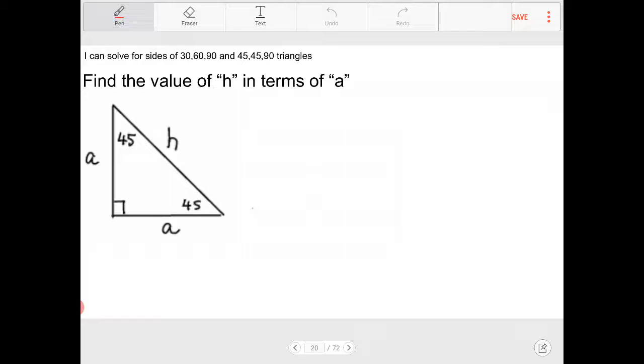So I have a right triangle. I actually have an isosceles right triangle. What I notice right now is that a squared plus a squared is equal to h squared. This is true because of the Pythagorean theorem. The question is asking us to find the value of h in terms of a, right? So therefore 2a squared is equal to h squared, or in other words, h is equal to the square root of 2a squared, or h is equal to a square root of 2. Okay?